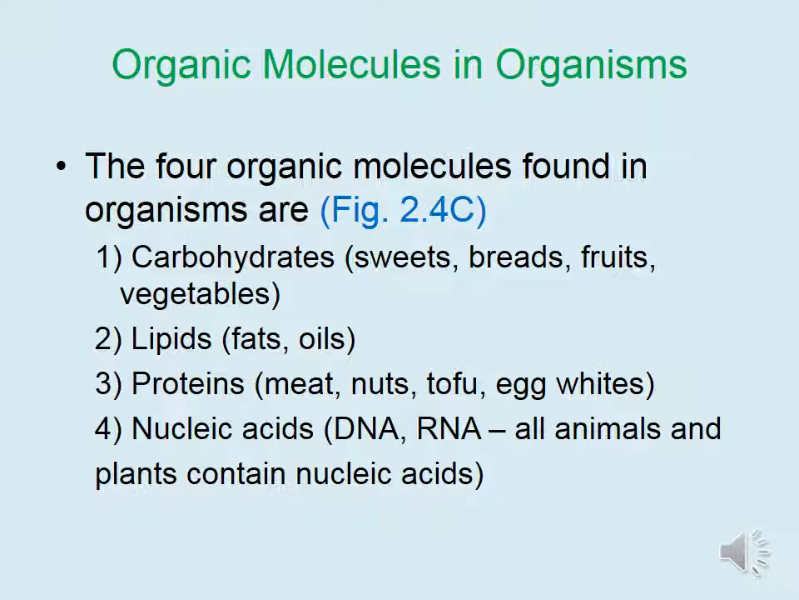The 4 organic molecules found in organisms are carbohydrates, lipids, proteins, and nucleic acids. Carbohydrates are sugars, so they come from anything that is sweet, as well as breads, fruits, and vegetables. Lipids are obtained in the diet from fats and oils. Proteins come from meat, nuts, tofu, or egg whites, while nucleic acids, which are DNA and RNA, are found in all animals and plants since these are the genetic molecules.